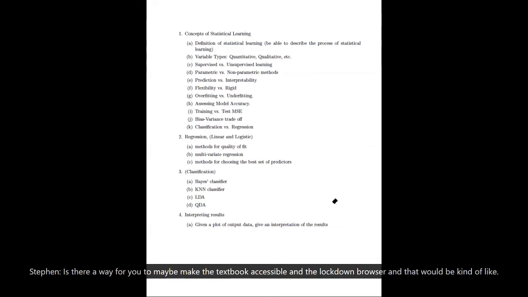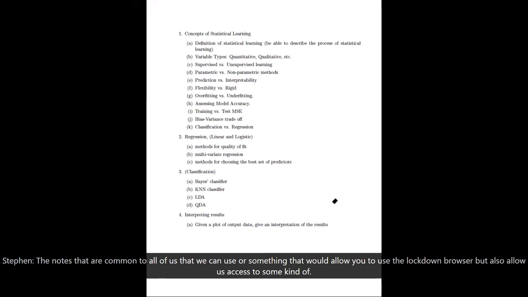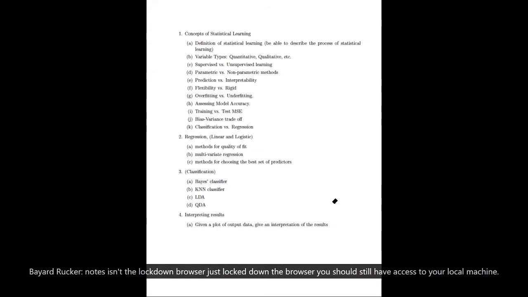Is there a way for you to maybe make the textbook accessible in the lockdown browser? That would be like the notes that are common to all of us that we can use. Something that would allow you to use the lockdown browser, but also allow us access to some kind of notes? Doesn't the lockdown browser just lock down the browser? You should still have access to your local machine. But I'm just hearing that it triggers some kind of flag when you try to open a PDF in a browser, though.